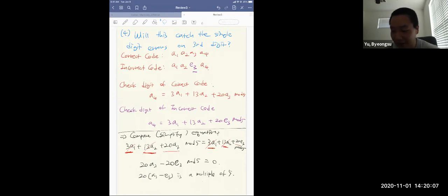Okay, then let's think about this number. Here, this number 20 times something, if you think about it, 20 is already a multiple of 5, right? 20 is 5 times 4. So whatever the number A3 minus E3 is, the whole number is always a multiple of 5, right? It means that whether you give the correct number on the third position or some incorrect number on the third position, your check digit doesn't change, right? So it is always true, since 20 is a multiple of 5.